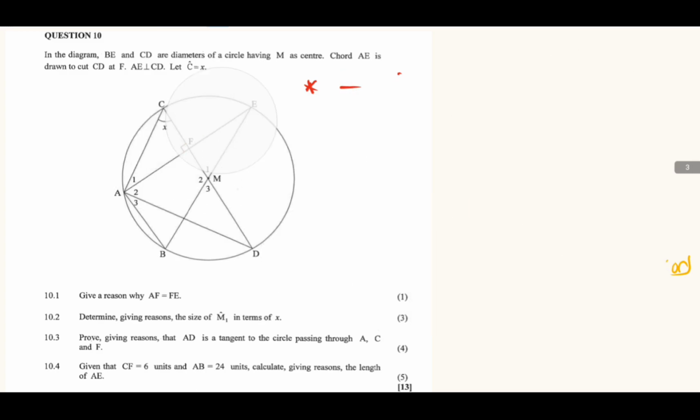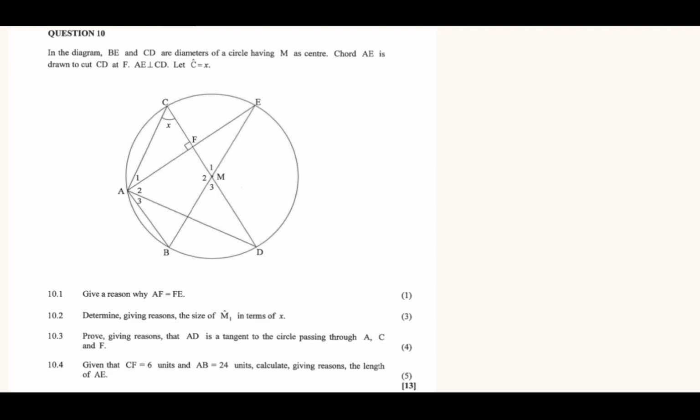Question 10.2. Determine, giving reasons, the size of M1 in terms of X. So we are looking for the size of that M1 in terms of X, and we can see that M1 is bounded by the line ME and the line MC. If we were to introduce chord CE, that chord CE will also be common to this triangle EAC. And we know that the angle at the center is twice the angle at the circumference. So M1 will be equal to 2 times the angle at the circumference. We have chord CE subtending this angle and that angle. So that's why we expect that M1 will be twice the angle at the circumference.